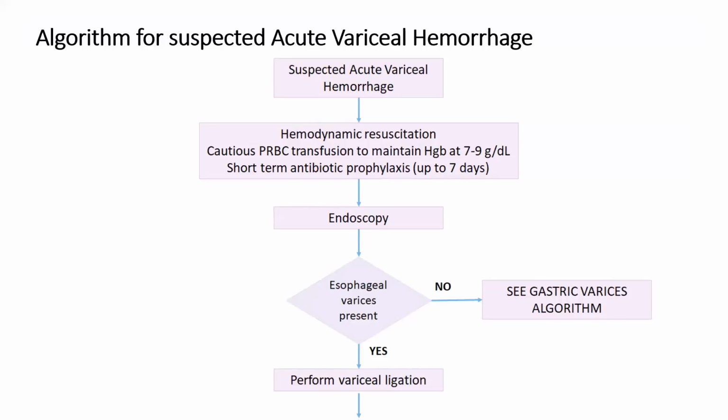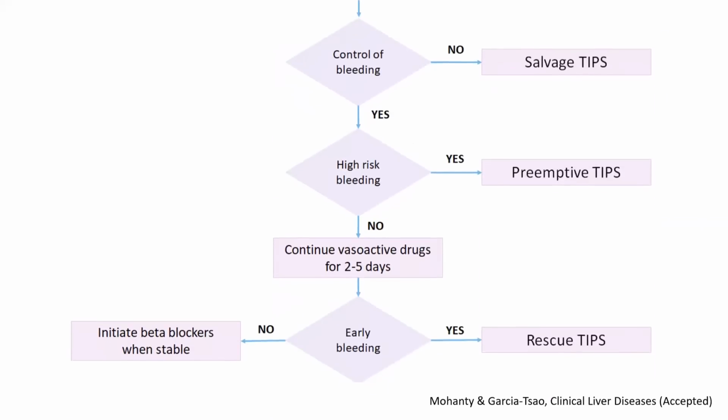And let's say that we have a patient with acute variceal hemorrhage. There'll be hemodynamic risk, suspected acute variceal hemorrhage. You'll resuscitate the patient, cautious PRBC transfusion with a restrictive transfusion strategy, short-term antibiotic prophylaxis. Looks like I missed that vasoactive agent. I'm not entirely sure why. Followed by endoscopy. Now, let's say you find those esophageal varices, you will do variceal ligation. And if you do not find esophageal varices and you found gastric varices, we'll talk about that in the next algorithm. Now, after variceal ligation, if you did not control bleeding, we'll go for that salvage TIPS.